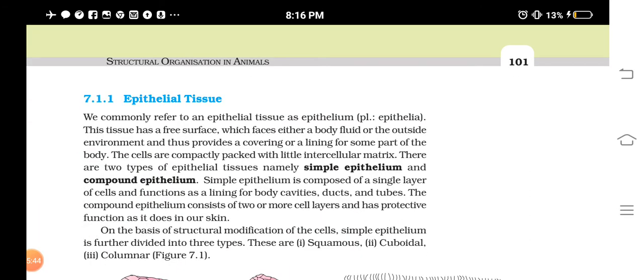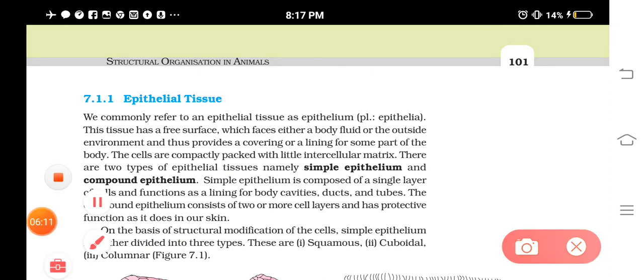Epithelial tissues are commonly known as epithelium, and the main function of this is that it acts as a covering or a lining for some part of the body. The speciality of this is that there will be very little intercellular matrix. They are mainly of 2 types: simple epithelium and compound epithelium. This we have studied in 9th class. Simple epithelium means what?